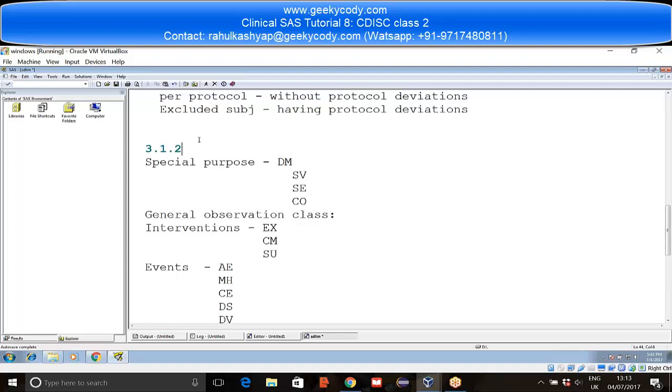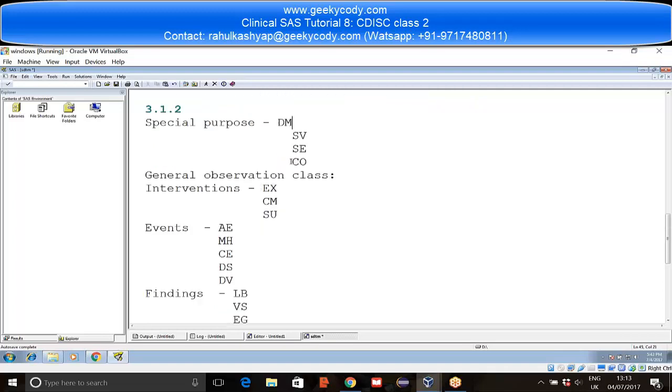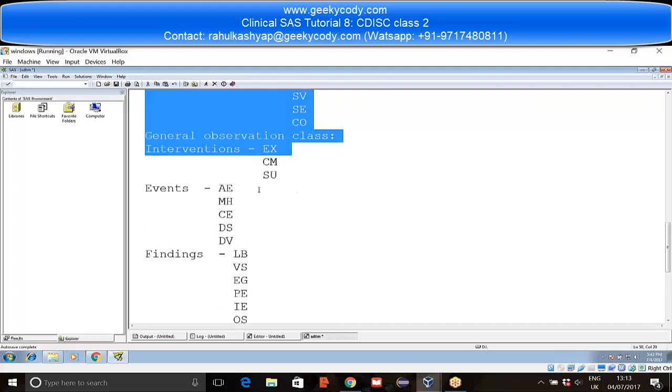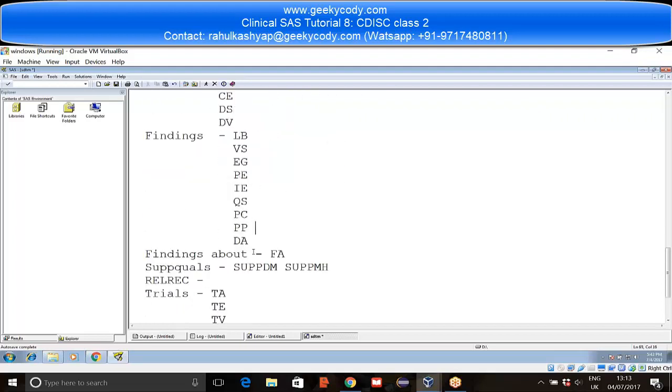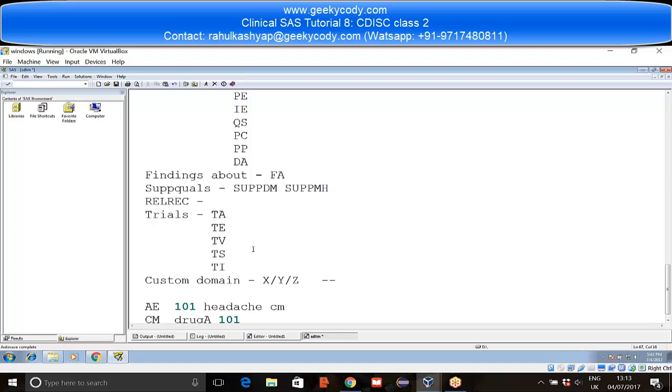And all SDTM classes will be divided into three types. Domain level metadata, which is nothing but, metadata is a data or an information about data. Data about data is called metadata. Domain level metadata is nothing but how many domains we are having and what those domains are. All this comes under domain level metadata, for easy understanding purposes.